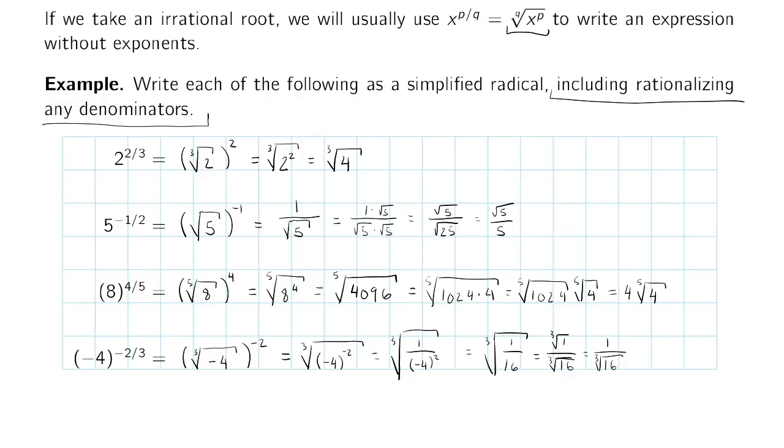Going through, I discover that 16 is a factor of 64. If I multiply my numerator and denominator by the third root of 4, I'll get the third root of 4 over the third root of 64, or the third root of 4 over 4. And that's that last root fully simplified with the denominator rationalized.